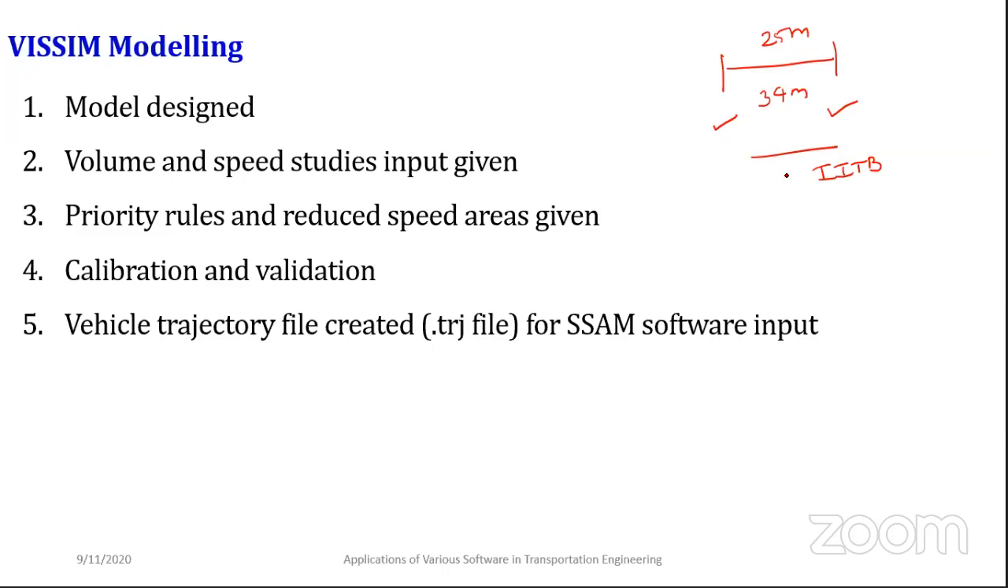Basically, what we are doing is modeling volume and speeds. We give them as input, and we check and calibrate. We give the priority rules, and again we calibrate and validate. Once all this process is over, the output is extracted in TRG format that can be given to the SSAM software. So this is another objective, but today I am only going to explain the first objective, how the WISDOM model is developed.